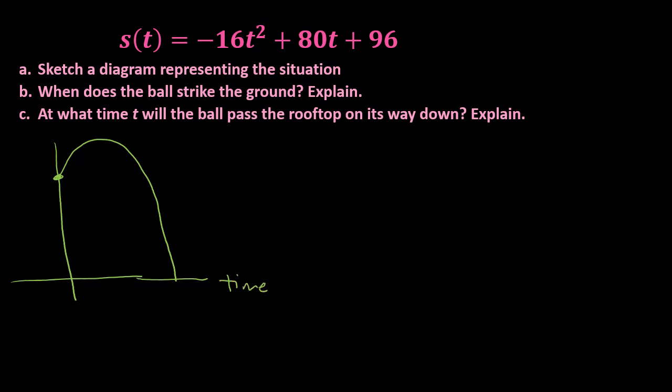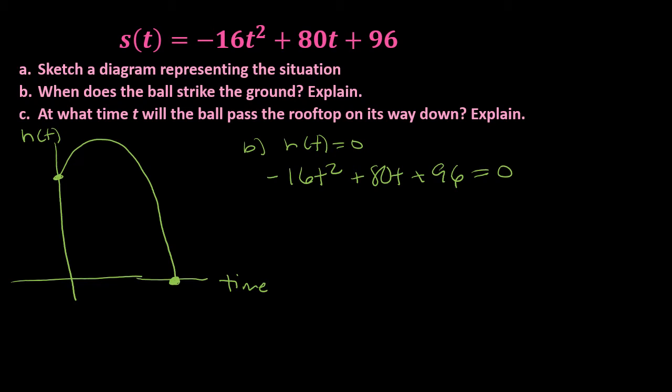So this is time, and basically this is height as a function of time. So if we want to know when the ball strikes the ground, this happens when your height is 0. So for part B, when h of t is 0, that's when the ball strikes the ground. So negative 16t squared plus 80t plus 96 is going to equal 0.